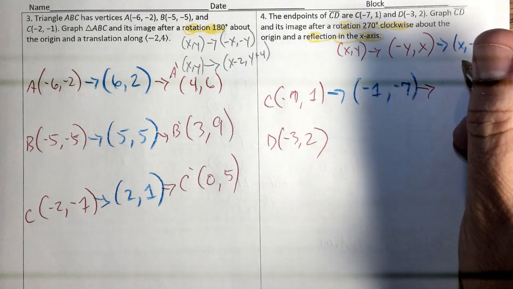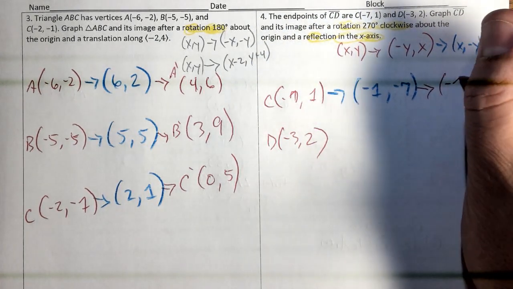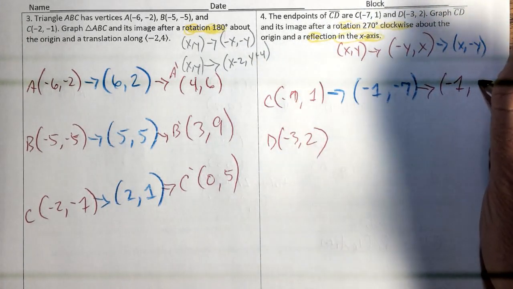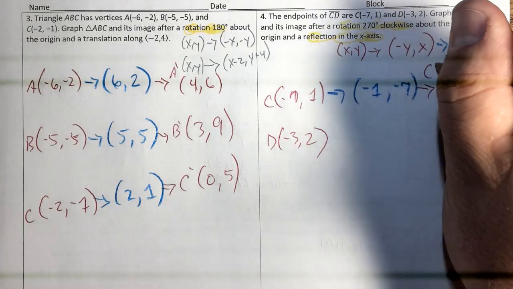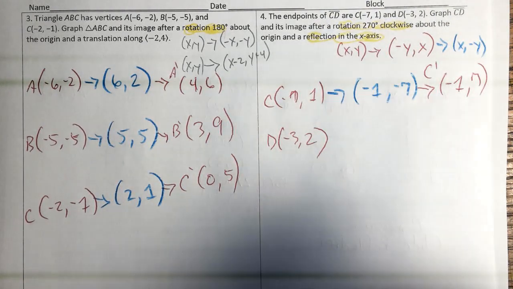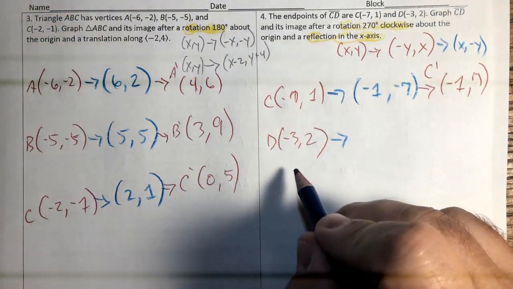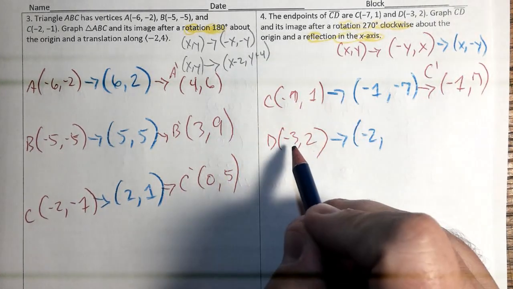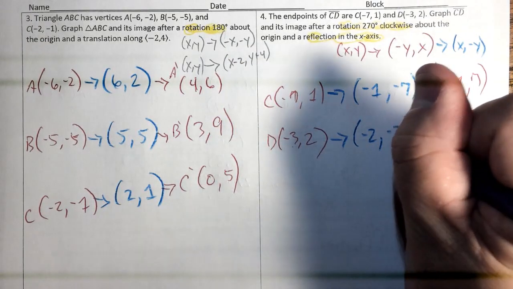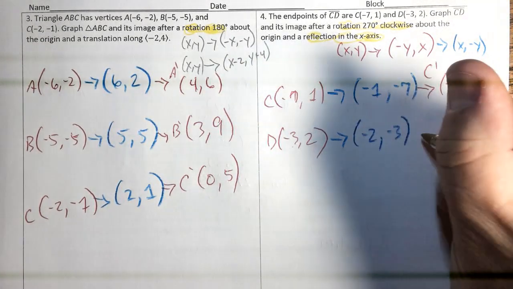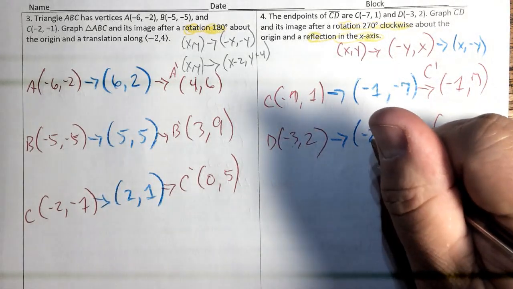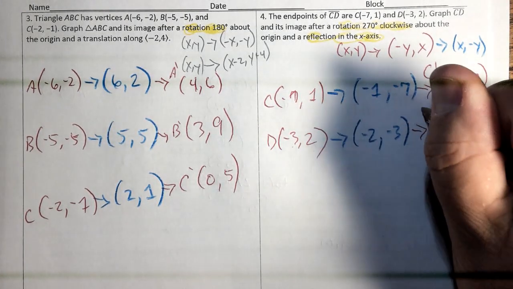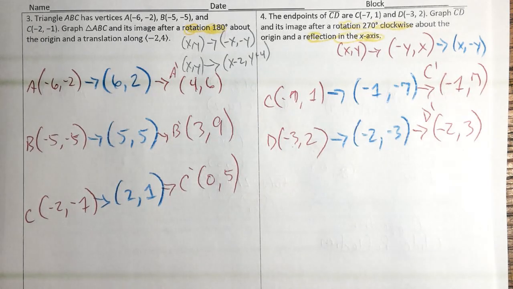All right, then your x comma negative y. So negative 1 is still x, and so it just goes there. And then this is y. So negative y is positive 7. This is C prime. All right, D. So negative y, so the 2 becomes negative 2, and then x just stays the same. And then x stays the same, y changes signs. So D prime is negative 2, 3.